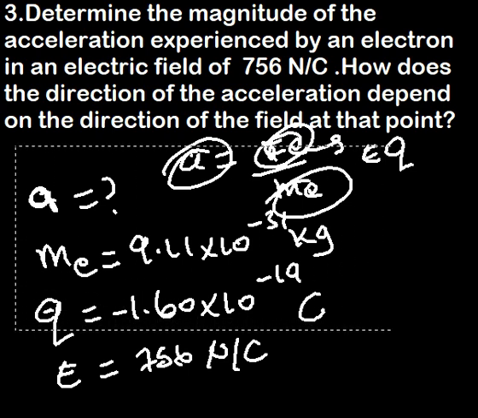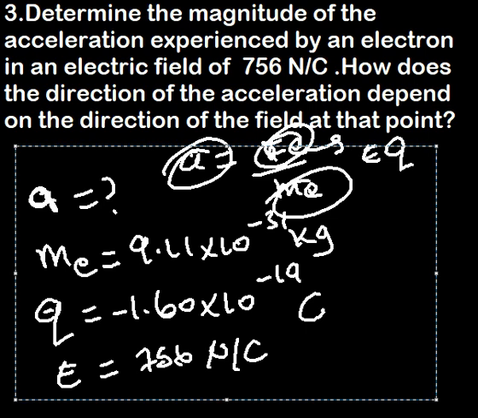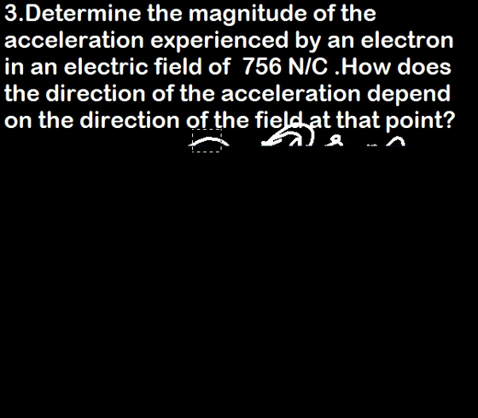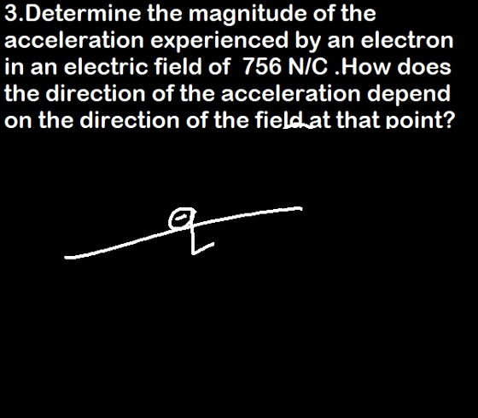So we have another question down on the same case. The question says, how does the direction of acceleration depend on the direction of the electric field at that point? So you should understand that this is an electron, and it is negatively charged. That is the electron and it is negatively charged. So let's say we have the electric field lines, electric field going towards this direction.